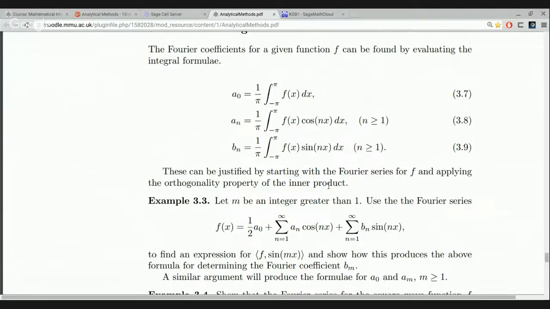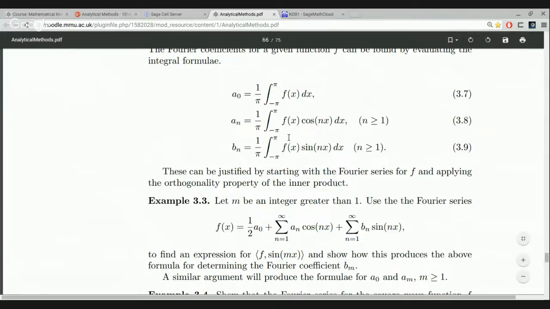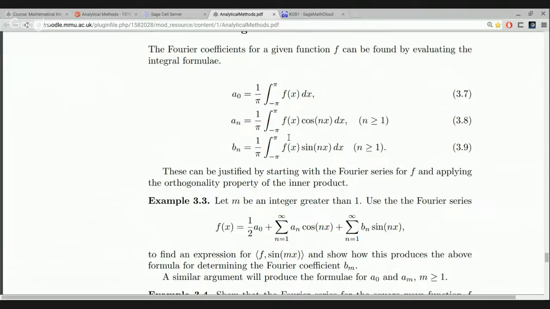These are formulae that tell you how to express the constant coefficient a naught, the an's and the bn's, and they're all expressed as integrals of f multiplied by the corresponding basis function. Another way of looking at these integrals, which we discussed last time, is that these are inner products. The 1 over pi is a scaling factor, but the coefficient is essentially the inner product of the function you're dealing with and the basis function.